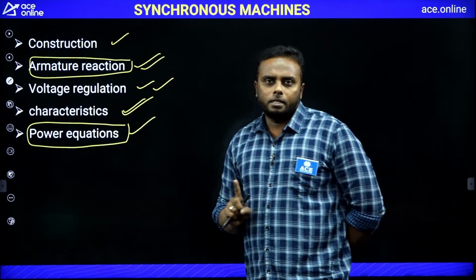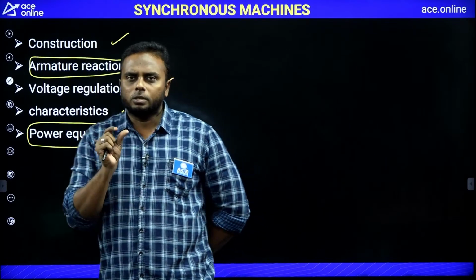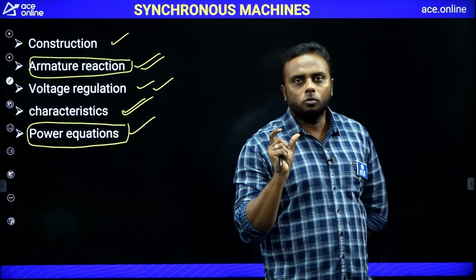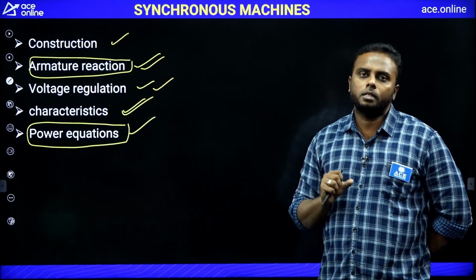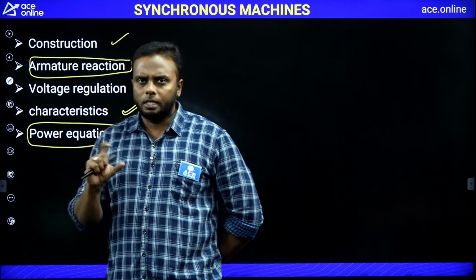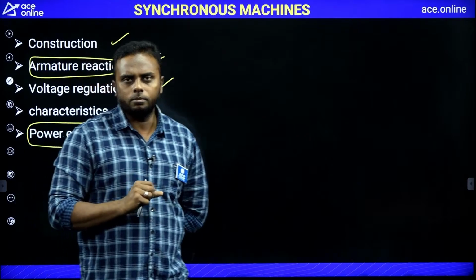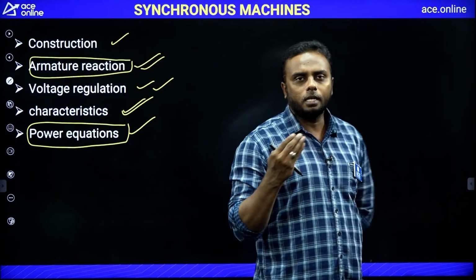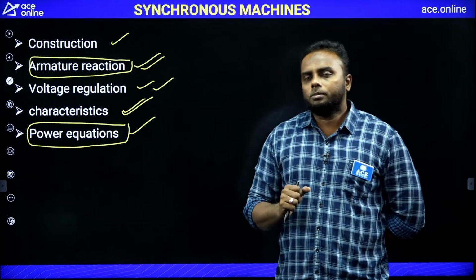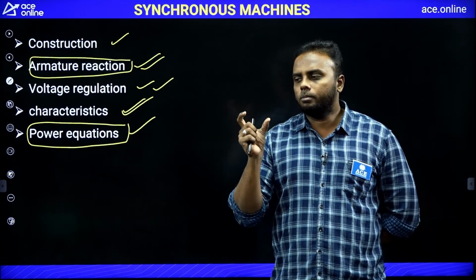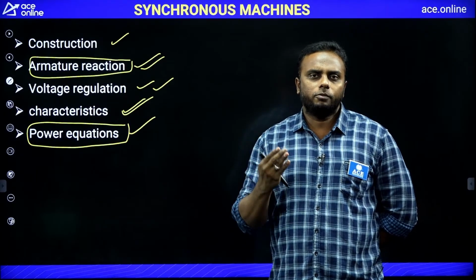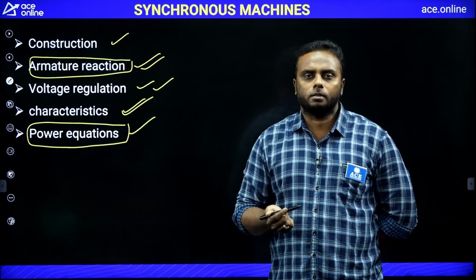When RA is neglected, these power equations are small ones, easily we can remember also. Otherwise, when there is RA in the question, power equations will be a little tough to remember, because theta, delta, everything will come in case of power equations with RA considered. Suppose RA neglected, what is the power output of cylindrical pole alternator? EV by X sine delta. If it is 3 phase, 3 EV by X sine delta we have to take.